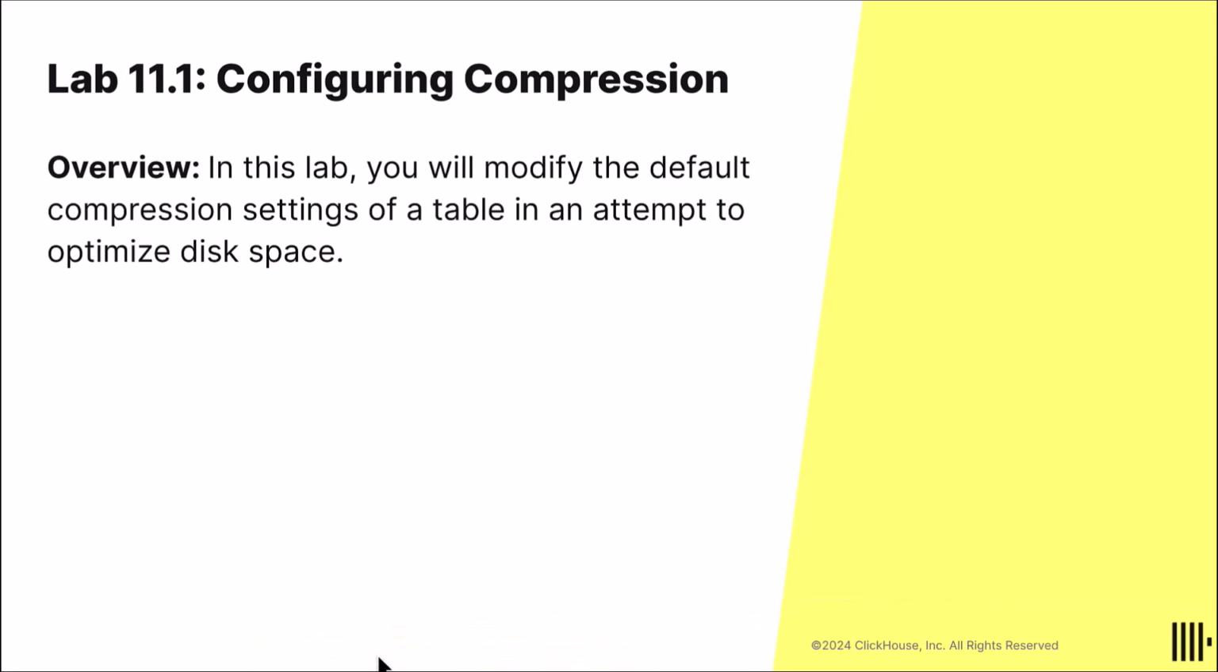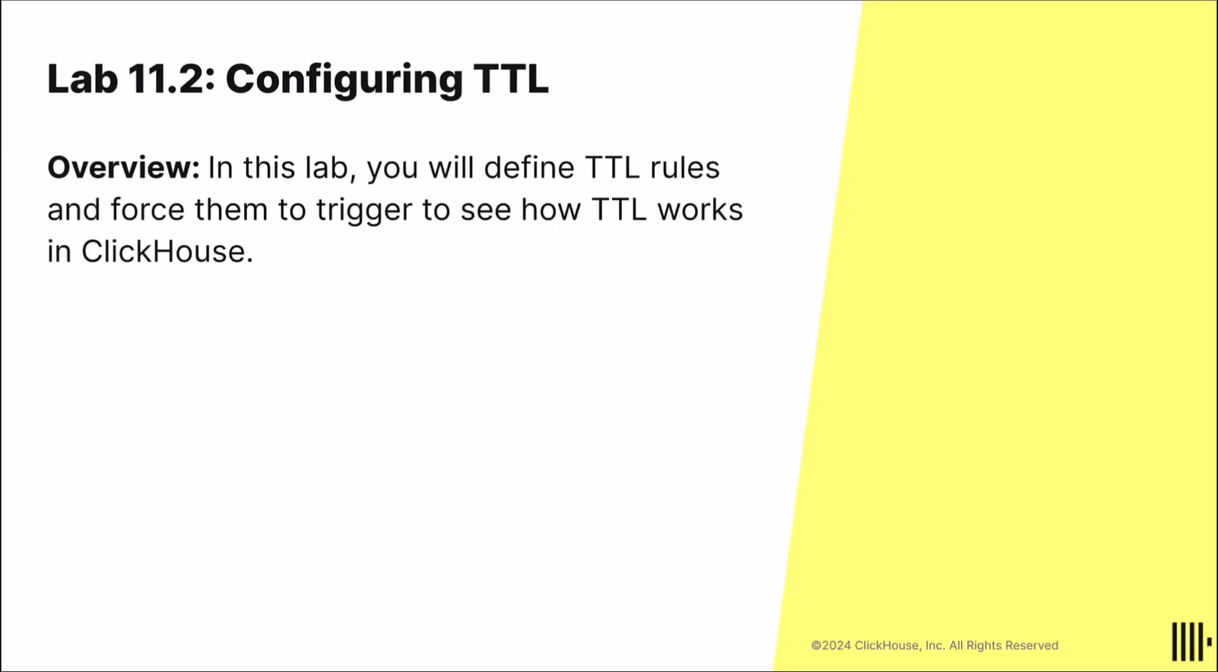In the lab, you're going to, like I had said before, play around with the compression. It's a nice lab. You're going to try and figure out what's a good compression algorithm for the table that you already have, the UK prices data. And then the other thing you're going to do is define some TTL rules, and then you're going to force them to trigger ahead of time so you can see that it's actually happening. So it'll be nice practice to check out both working with compression and codecs and working with TTL.